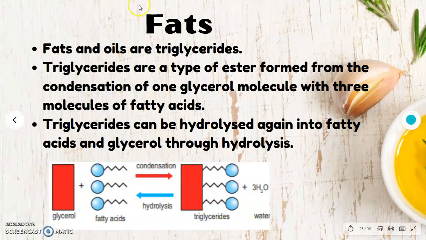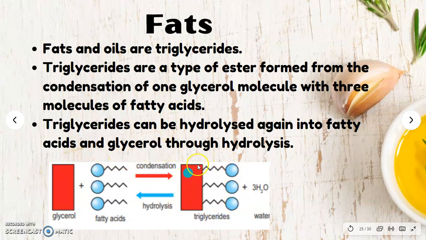Fats and oils are triglycerides. What are triglycerides? Triglycerides are a type of ester formed from the condensation of one glycerol molecule with 3 molecules of fatty acid. So this refers to the triglyceride.